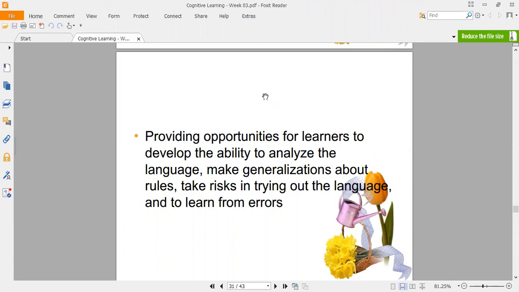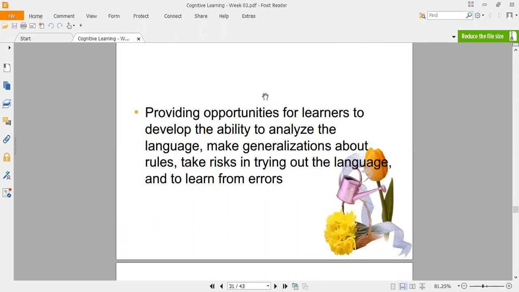risk about trying out language, and to learn from errors, right? The example is about the language learning, so you can apply it to anything, whatever the learning possibilities are there, right? So you can talk about what the general rules are. As an example, if a merchant has to speak loudly, right? So it is a generalized rule, right?